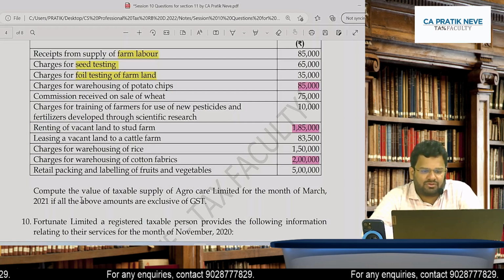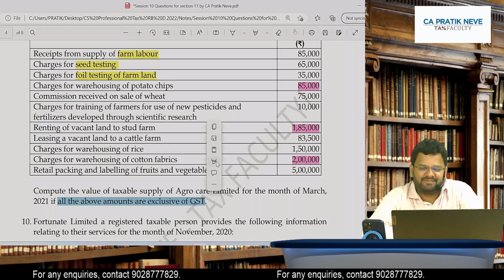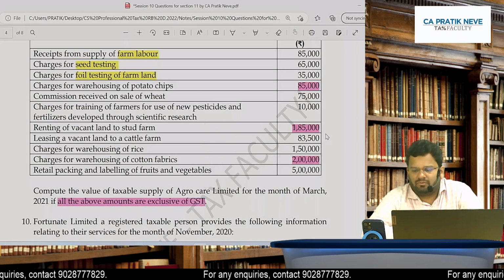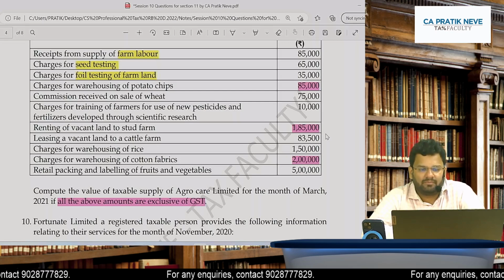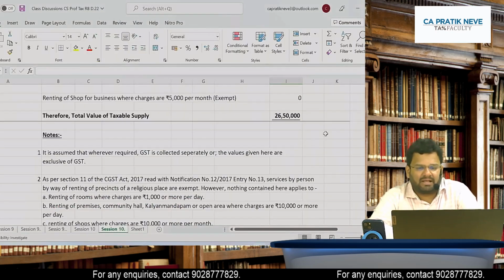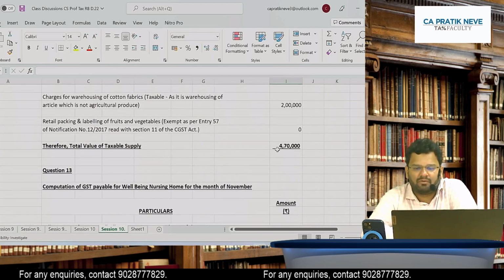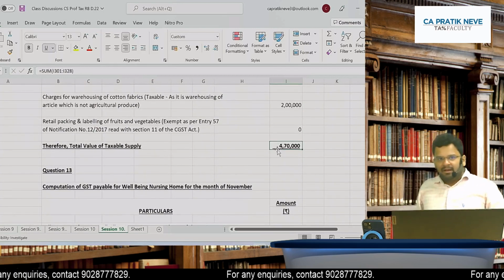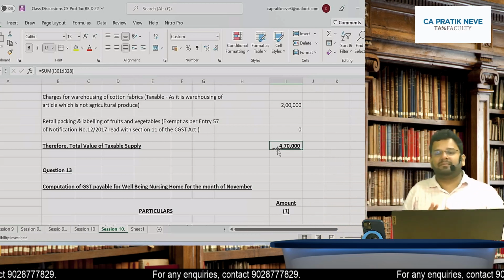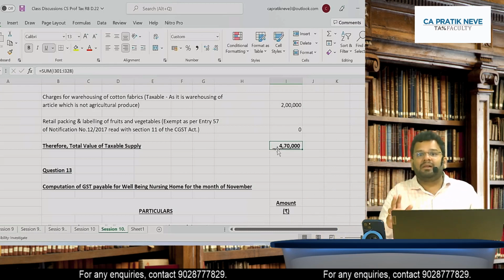All the above amounts are, they are saying, excluding GST. Very good. So the ready-made figure of supply you will get if you take the total is 4,70,000. That's what was asked and what was expected from you. Check, 4,70,000 is the final answer. Are you getting it? So this way, slowly, steadily, one by one, you should do each and every possible exemption.